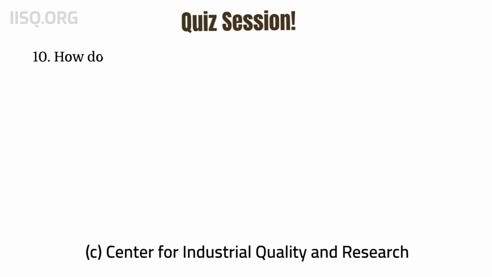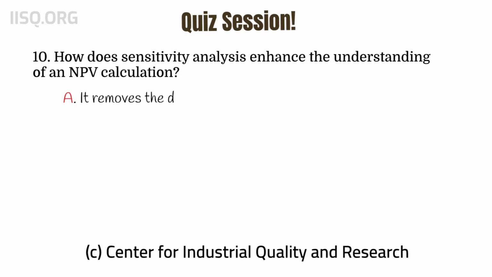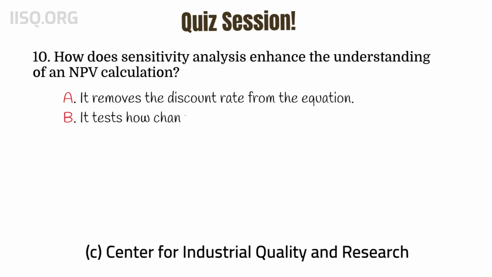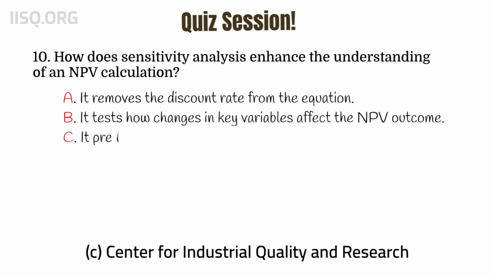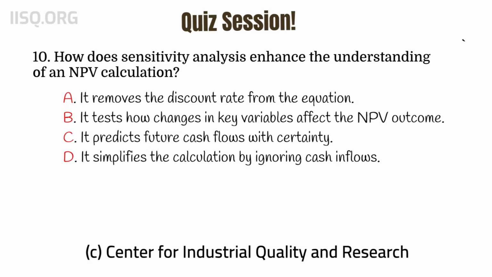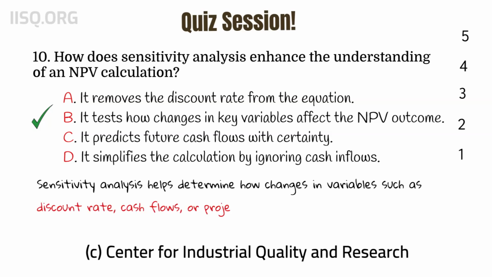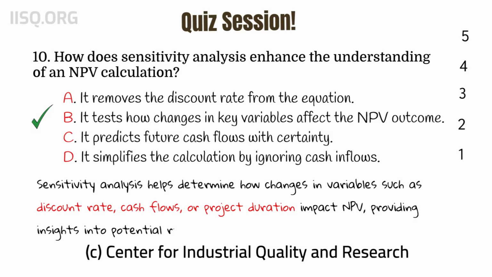Here is the last one in this quiz. How does sensitivity analysis enhance the understanding of an NPV calculation? The options are: it removes the discount rate from the equation. It tests how changes in key variables affect the NPV outcome. It predicts future cash flows with certainty. It simplifies the calculation by ignoring cash inflows. The correct answer is B. Sensitivity analysis helps determine how changes in variables such as discount rate, cash flows, or project duration impact NPV. It provides insights into potential risks and project stability.